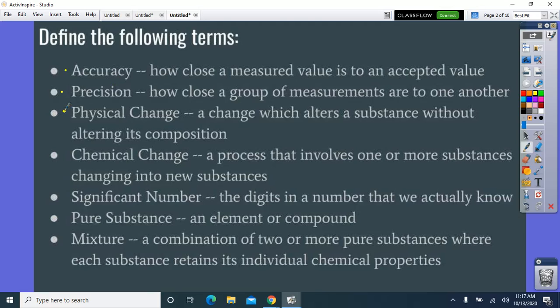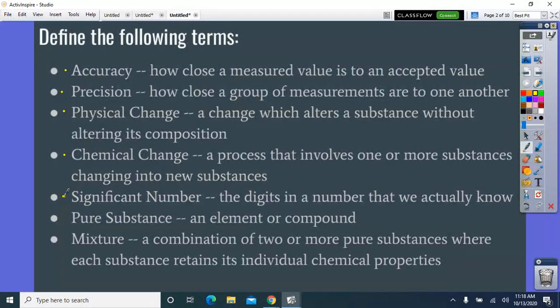A physical change is a change which alters a substance without altering its composition. All right, so that just means something has happened, but at the chemical level, it's made of the same stuff. All right, so a lot of times we talk about things like phase changes. So if I watch my water freeze into ice, it's still chemically water. It's just liquid water versus solid water. A chemical change, however, is a process that involves one or more substances changing into new substances. All right, so something chemically has happened. The atoms, the compounds, they're rearranging to make new things.